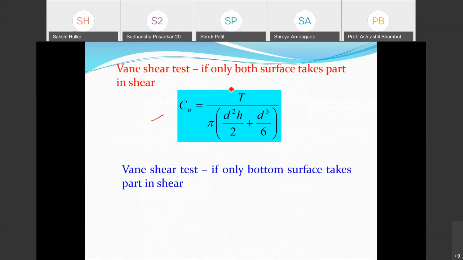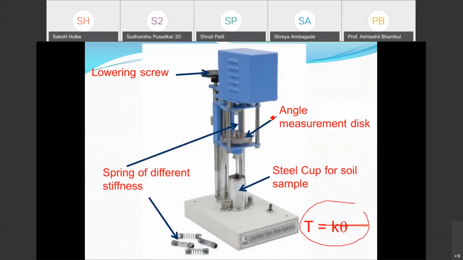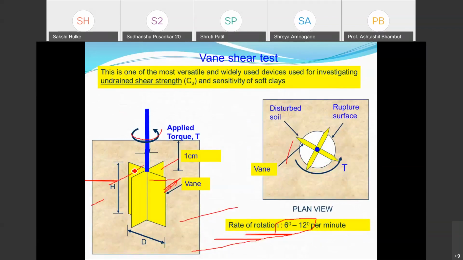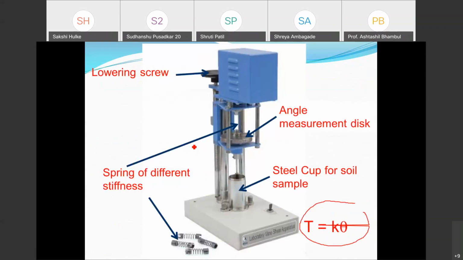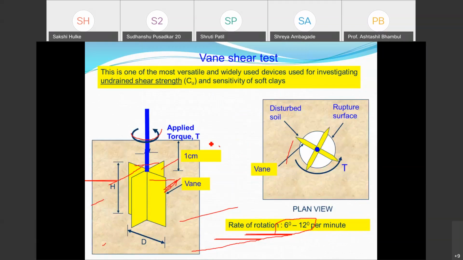And there are two mechanisms. One is when both the surfaces take part in the shear. That means the top of the vane and bottom of the vane take part in shear. That equation will be used, and in the shear test we have to keep minimum 1 centimeter depth. Okay, then only this top and bottom portion will take part in shear.